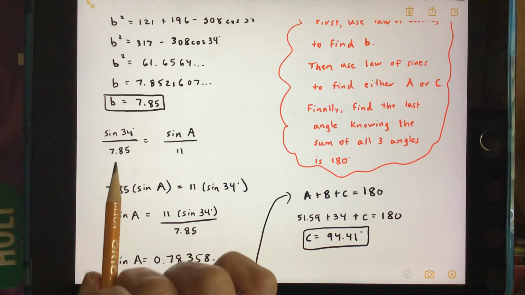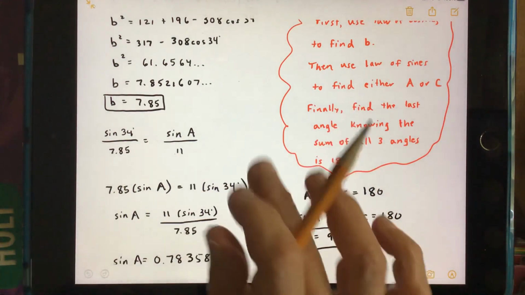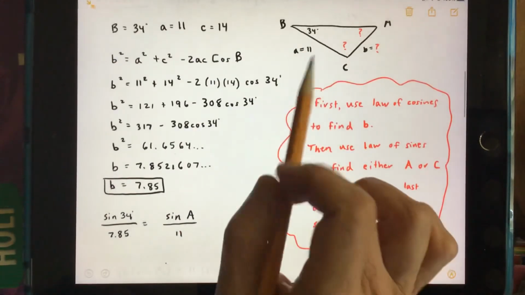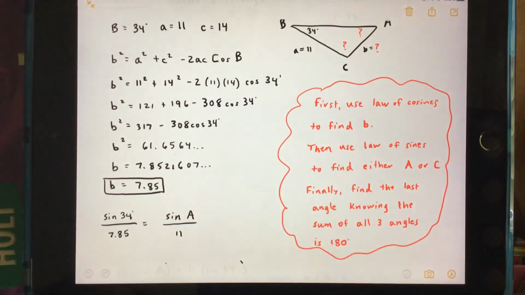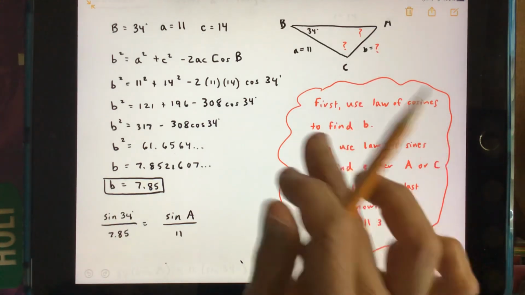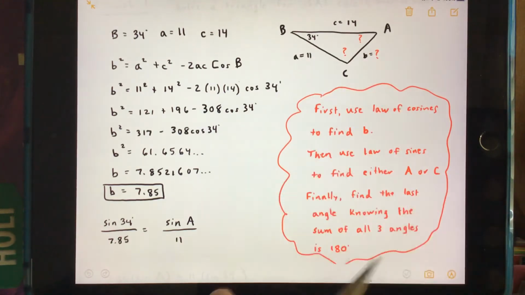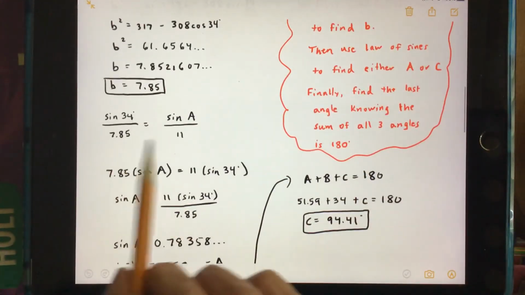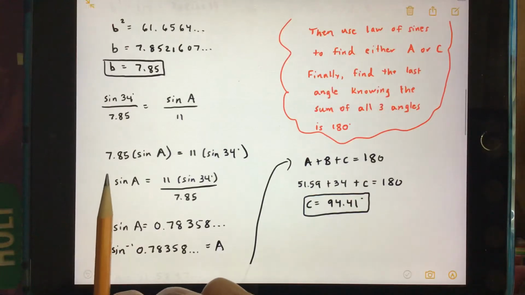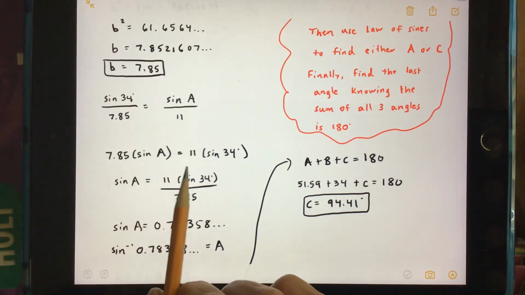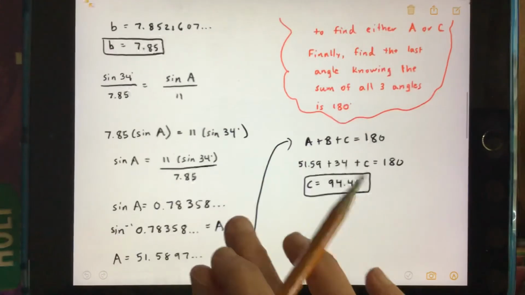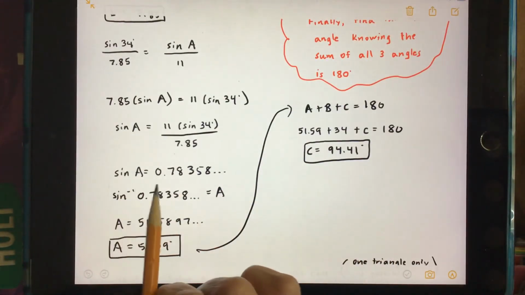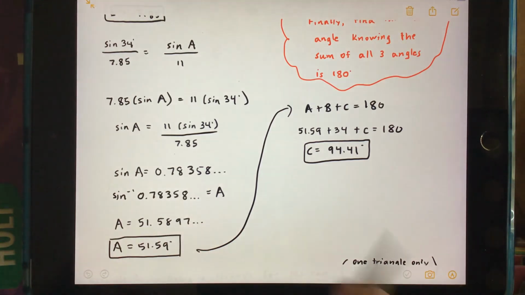I'm going to use the law of sines and set up my law of sines equation, because I know this angle: sine of 34 degrees over 7.85, because that's what I just figured out b is, is equal to sine of a, which we don't know yet, over 11. And then I'm going to solve this for a. So I'll use cross products. That will give me 7.85 times the sine of a equals 11 times the sine of 34. Dividing both sides by 7.85 and putting that on my calculator, I'll see that the sine of a is equal to 0.78358, and so on.